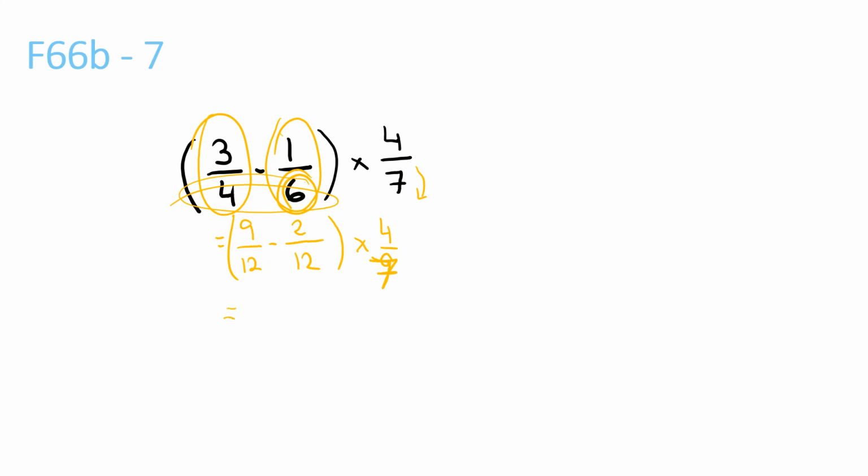Then that would be 9 minus 2, 7 over 12 times 4 over 7, equal to cross multiplication. That's 1, that's 1, and that's 1, and that's 3. So 1 times 1, and 3 times 1. So 1 times 1 is 1 over 3. Last question.